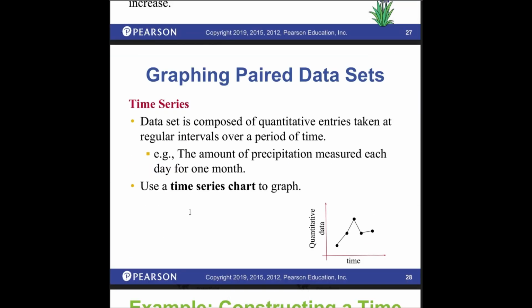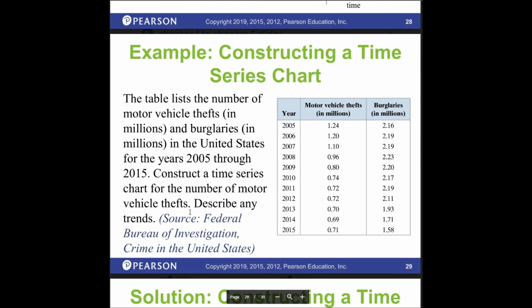And then we have another type, which is the time series, where the dataset is composed of quantitative entries taken at regular intervals over a period of time. An example is the amount of precipitation measured each day for a month. We're going to use a time series chart to graph this. So we have an example here.